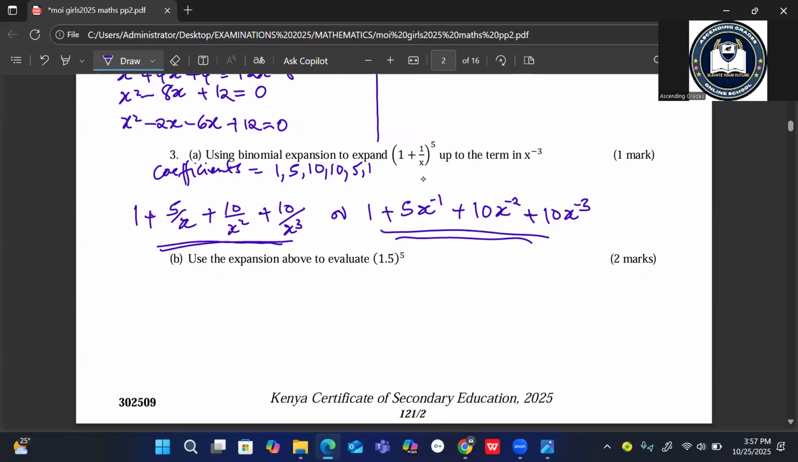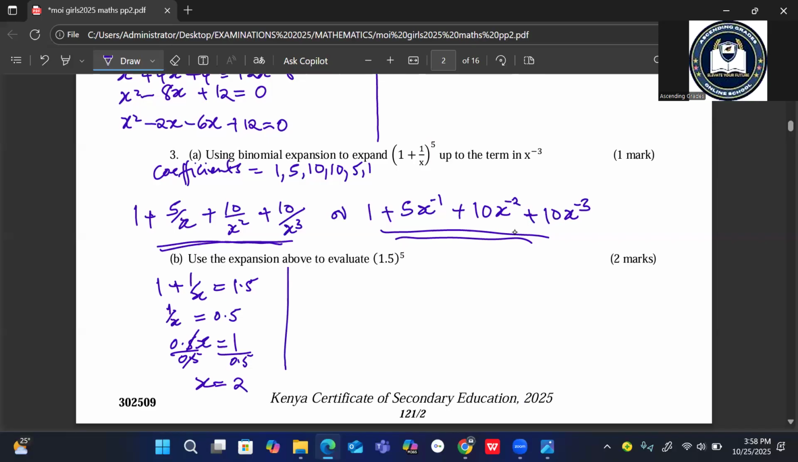We find the value of x. We have 1 plus 1 over x equals 1.5. So 1 over x is equal to 0.5. So 0.5 x equals 1, divide by 0.5. So x is equal to 2. That is the value of x.